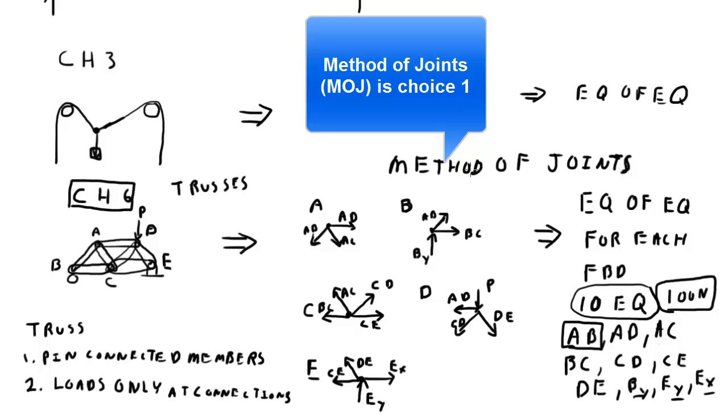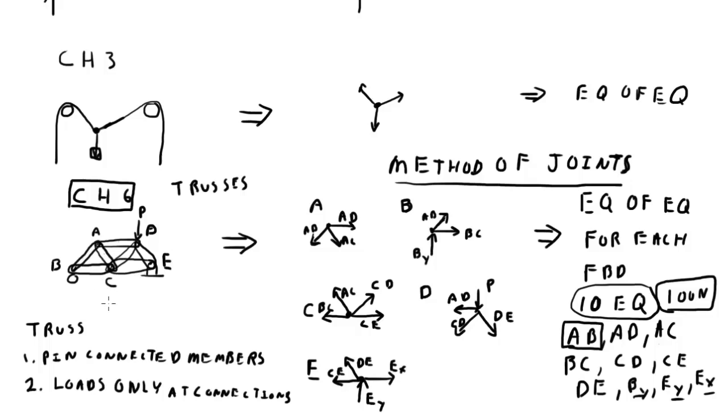The reason we can use the method of joints for simple trusses is because simple trusses are pin-connected members and the loads are only at the pins, which means that all of these members are 2-force members. And we've talked about the fact previously that for a 2-force member, the force has to be directed along the same direction that the member is directed.